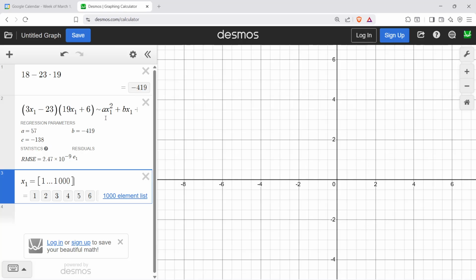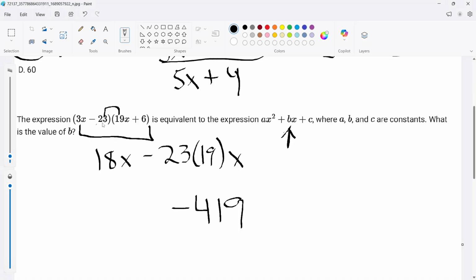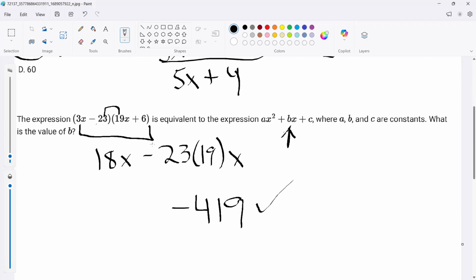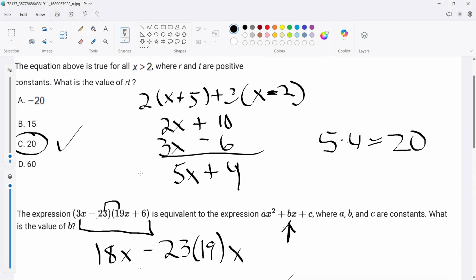So I'm telling it, here's some values that x can take. You figure out what a and b are, and c. And it says, okay, a, b, and c with all those values of x, because it's a function. B is negative 419, which, again, verifies. So try to know how to do it by hand. It's very quick in a lot of the cases, especially with the hard equivalent expression questions. Very quick to do it by hand. But if you have to, go to Desmos and try it as a regression.